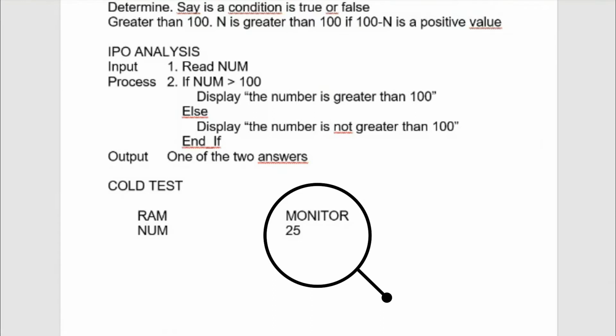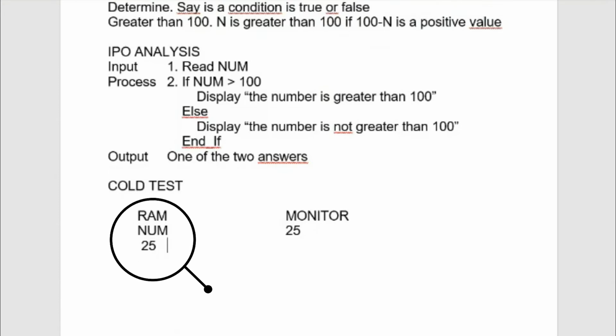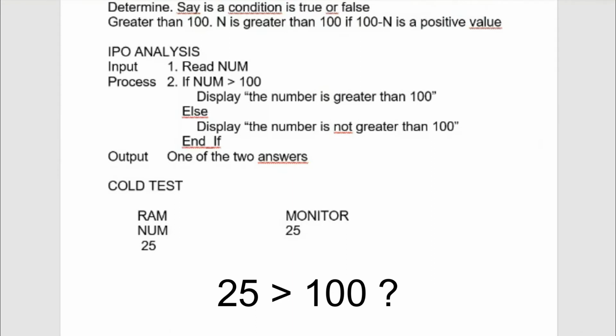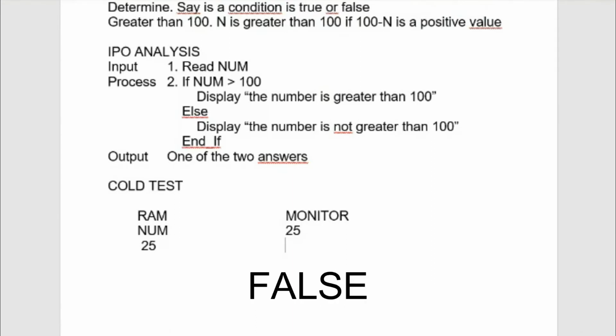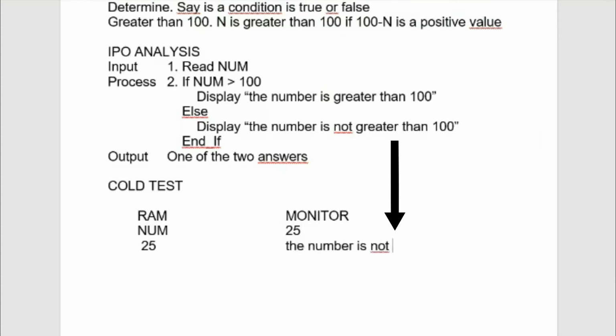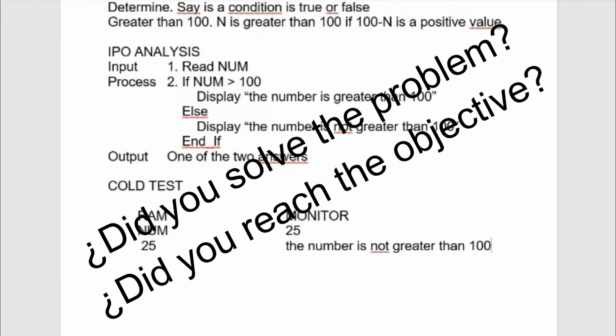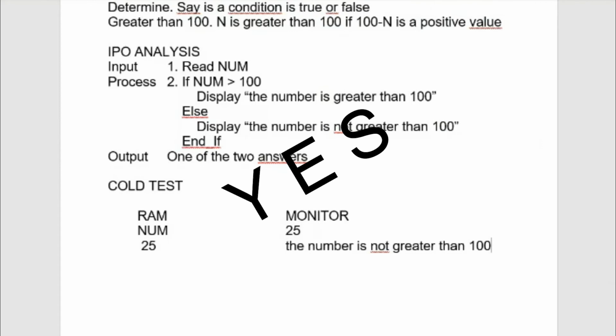Well, first, the computer stores this number in variable num. Step number two, if num is greater than 100, num stores 25. 25 is greater than 100, the answer is false. So display the number is not greater than 100. Okay, I ask you, did you solve the problem? Did you reach the objective? The answer is yes, of course.